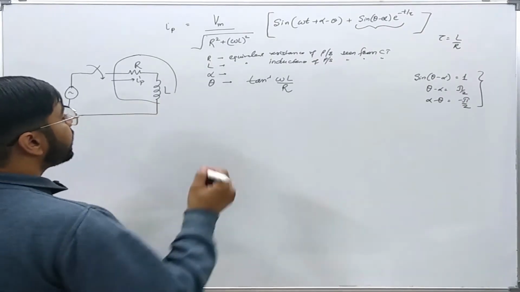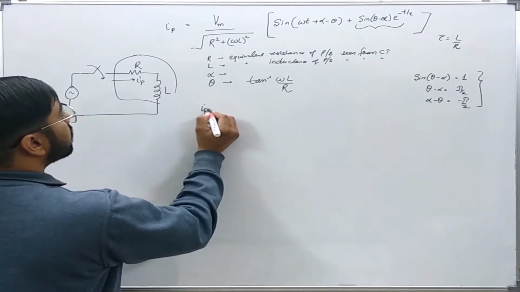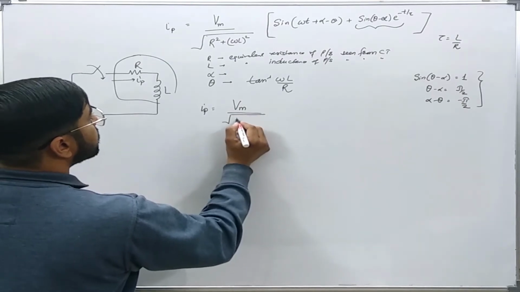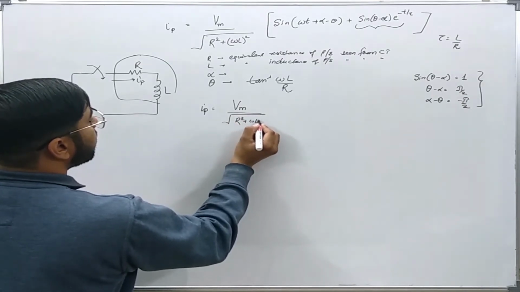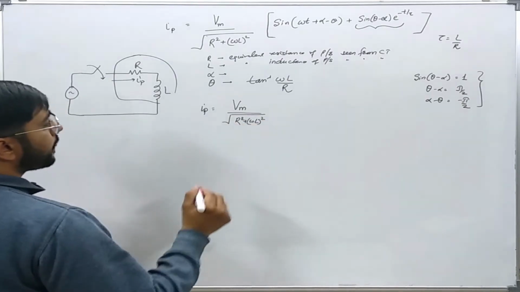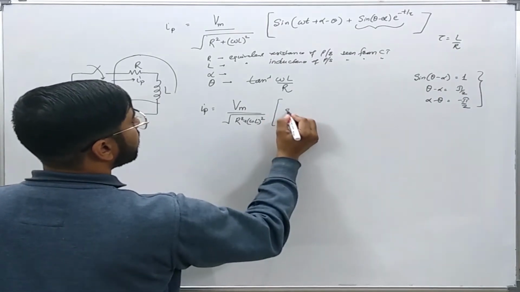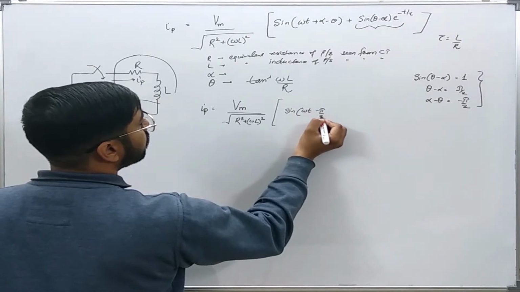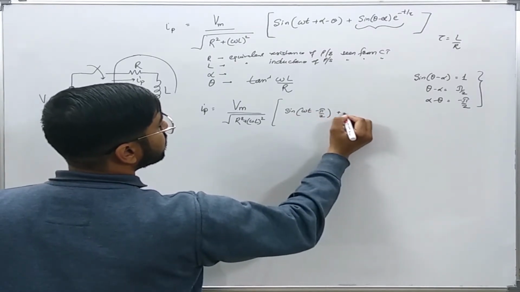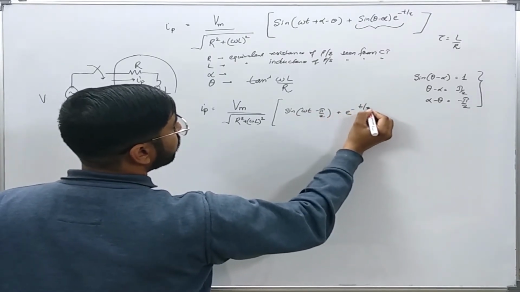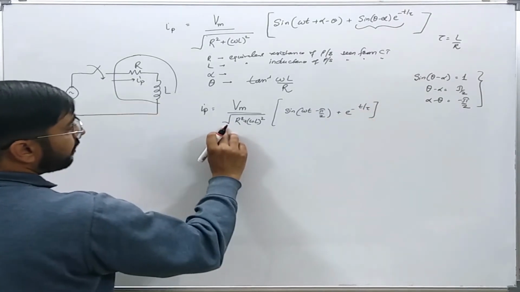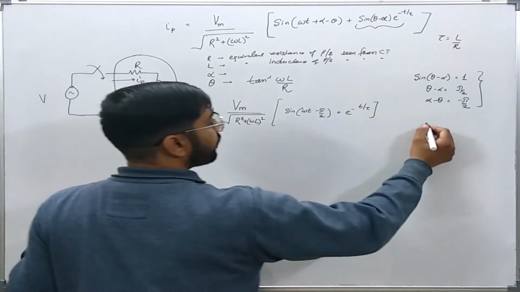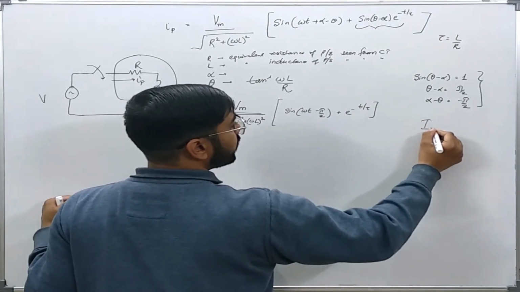So IP can be written as Vm over square root of R square plus omega L square, sine omega t minus pi by 2, plus e to the power minus t over tau. Now I will write Vm over square root of R square plus omega L square as Im. That is the maximum value of the current.